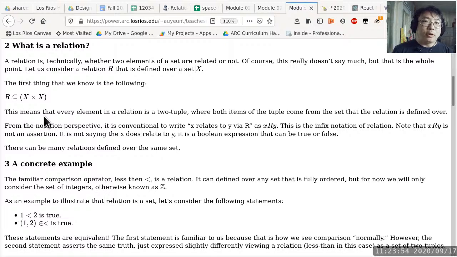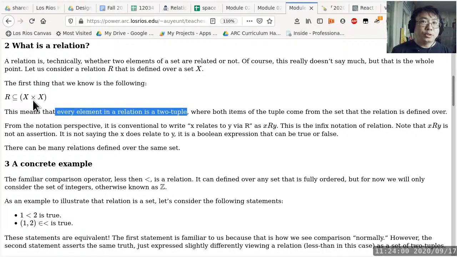All right, so that automatically means every element in R, which is a relation, is a two-tuple. It's a two-tuple because of the Cartesian product. The result of a Cartesian product is a set where everything in the set is a two-tuple, where the first element comes from the set on the left-hand side of the Cartesian product operator, and the second element comes from the set on the right-hand side. So that's the first thing we notice.